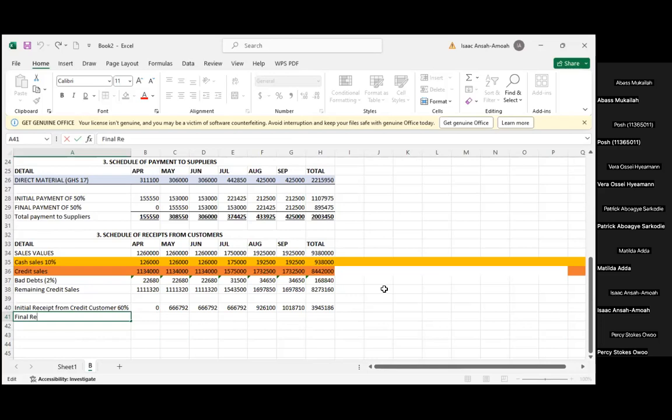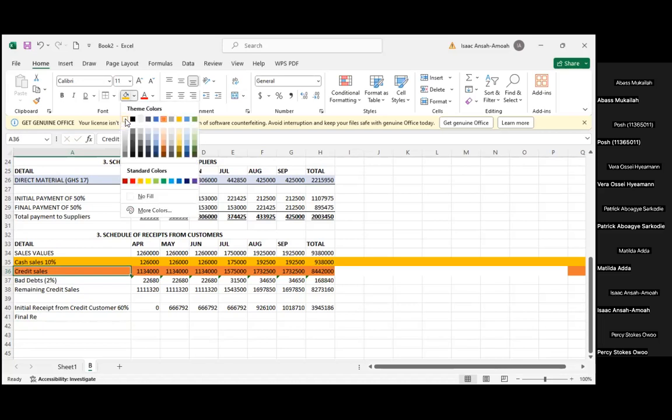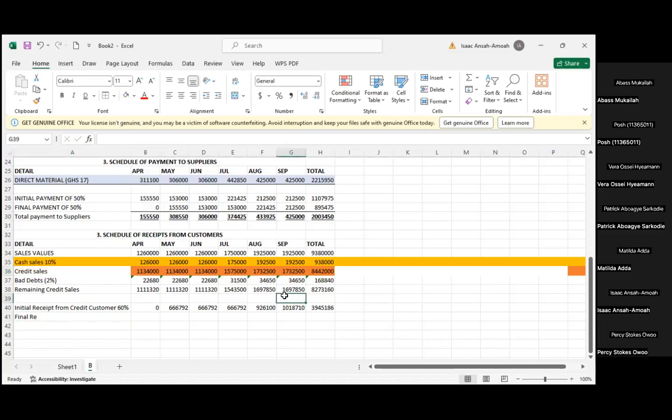Yes, so for me, I was thinking that when we were calculating for the 2%, we would use the credit sale, the 1,134,00. This one. Yes, no, I mean, when we're calculating for the remaining credits, I think I'm a bit confused now, but if you can take that point again, I'm struggling with that.